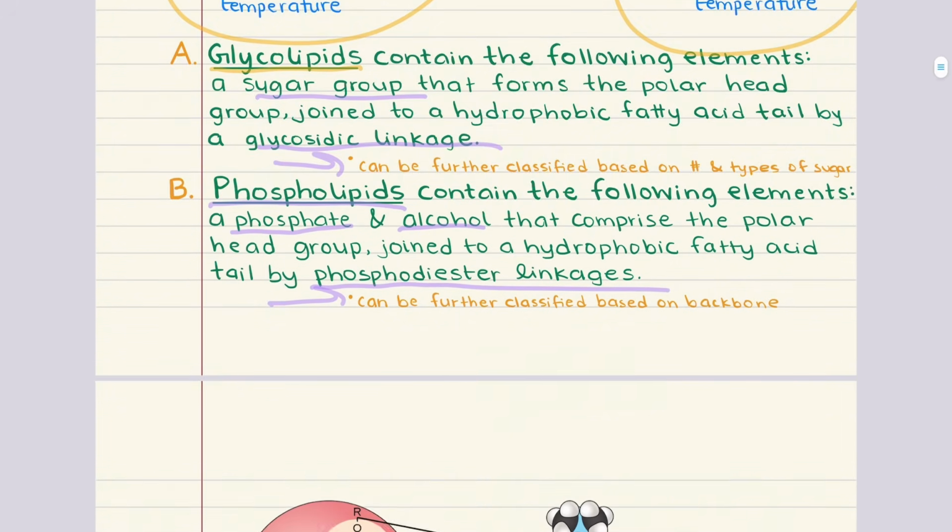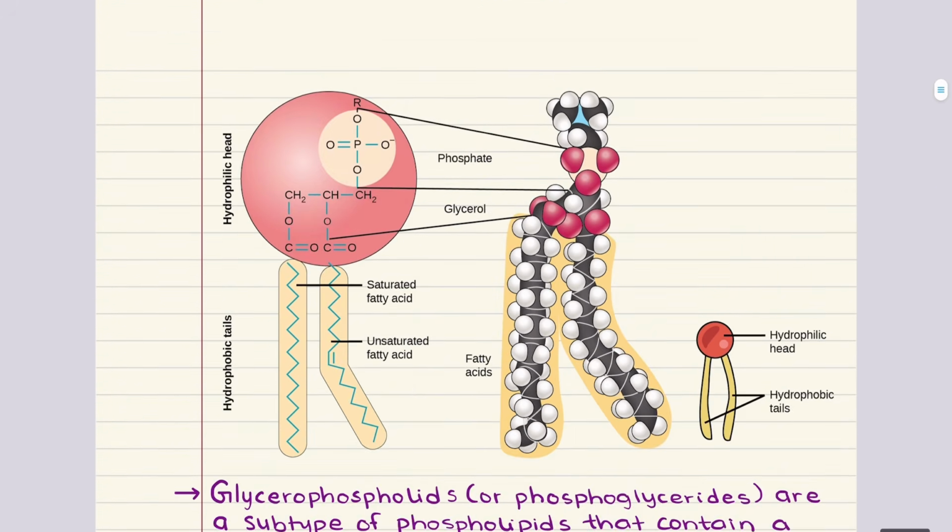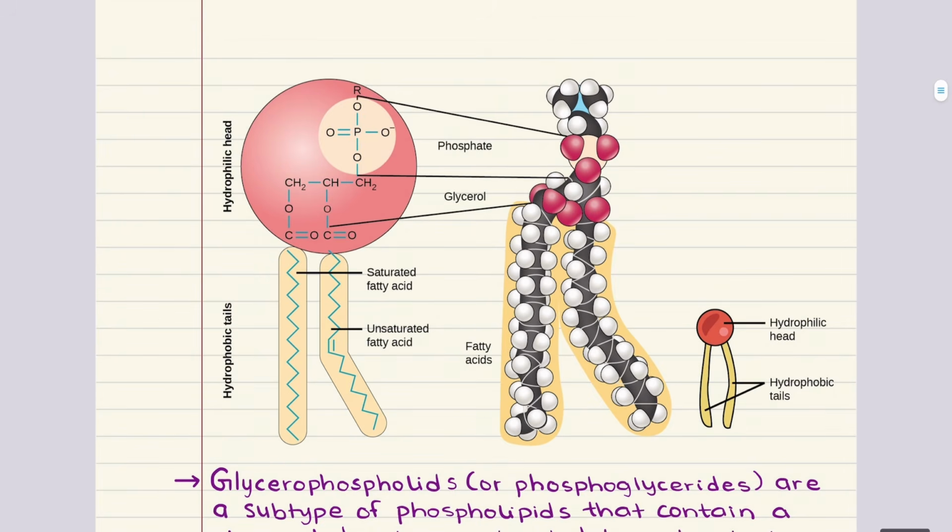With that, let's start with elaborating on phospholipids further. Again, to reiterate, all phospholipids have the same basic structure. They contain a polar head group, which includes a phosphate and an alcohol, and they're attached to hydrophobic fatty acid tails. What defines the type of phospholipid is the backbone that connects everything together.